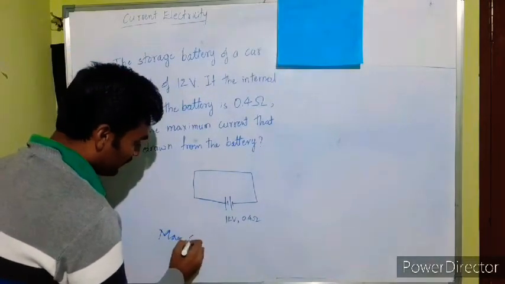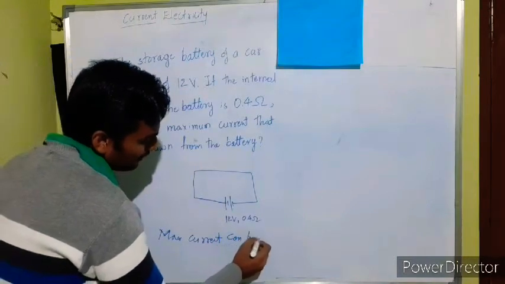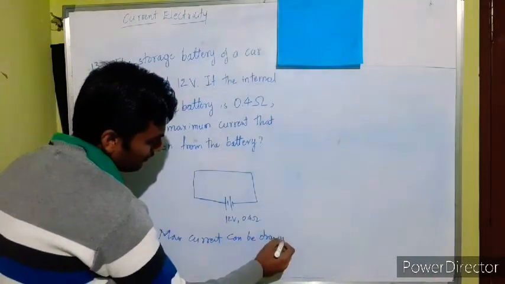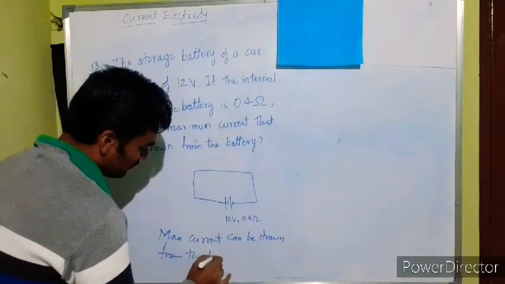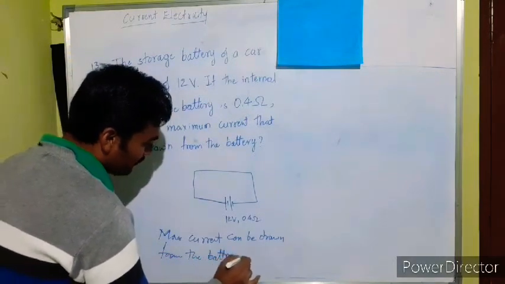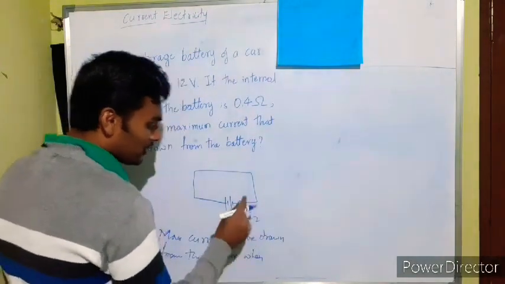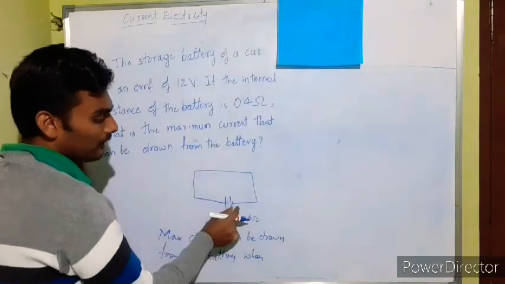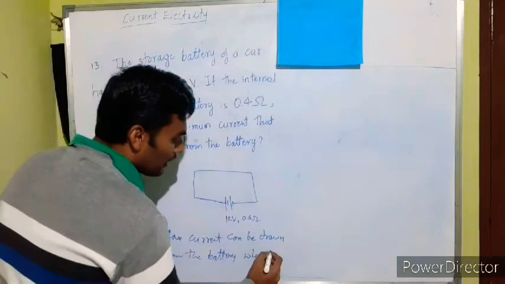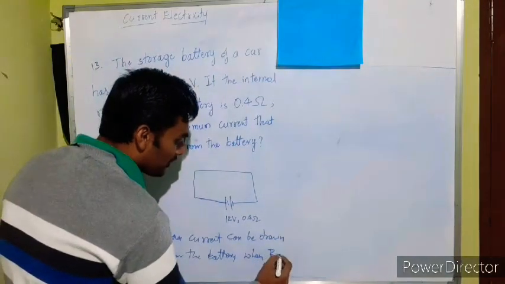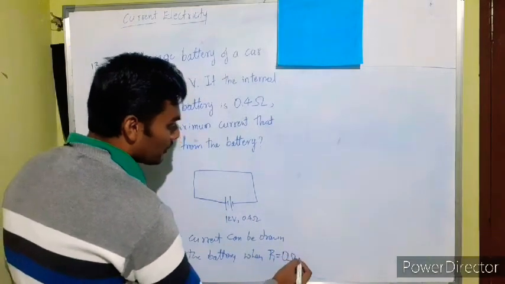Okay, maximum current can be drawn from the battery when the external resistance, remember the simple circuit, you have internal resistance here and external resistance, and that external resistance is always represented by capital R, right? When the external resistance is 0 ohm.